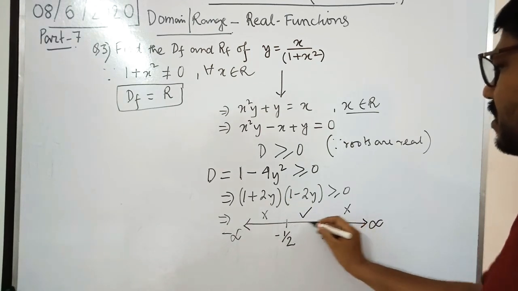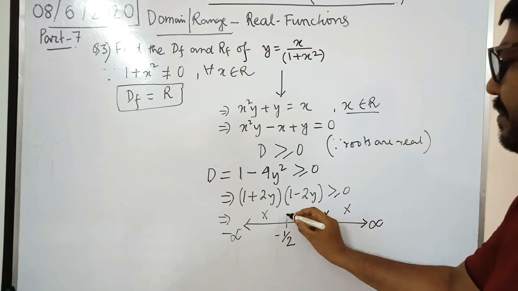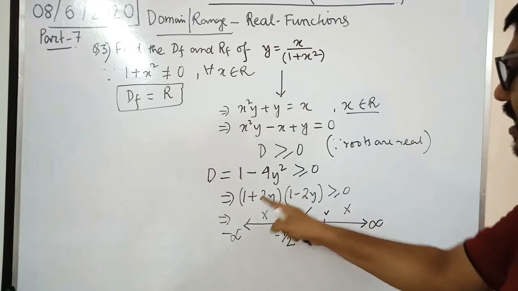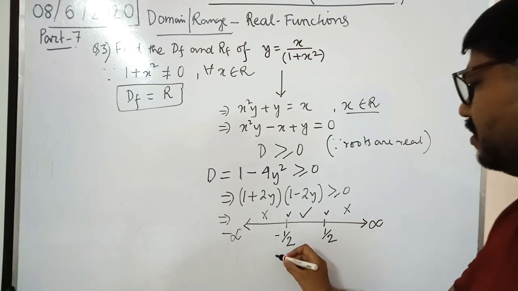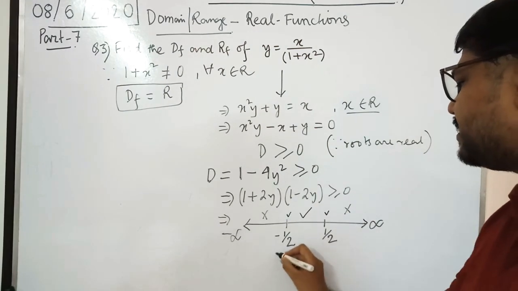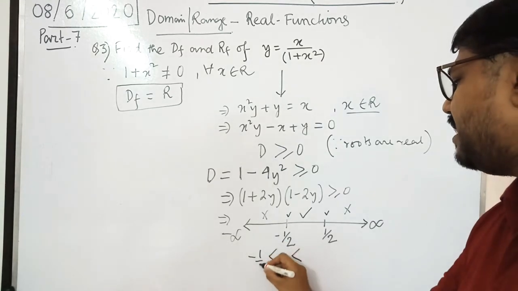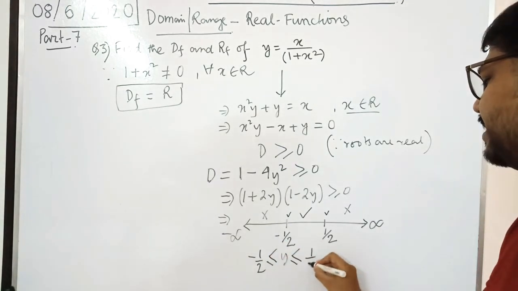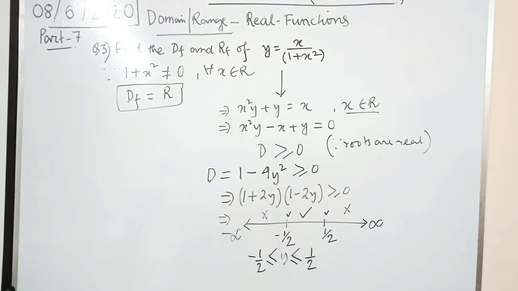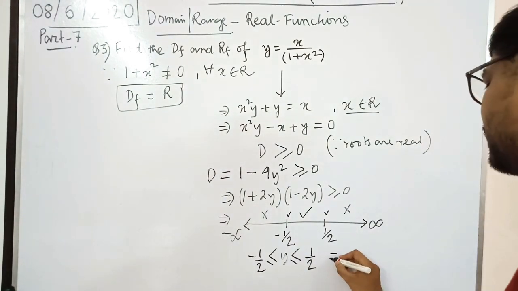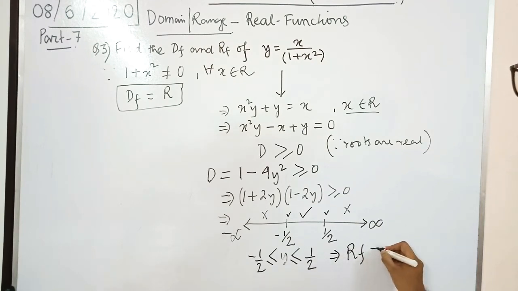So what we got, and these ends, minus half and half, are also satisfying because if you put these, you will get equal to 0. So what happens here? I see that y lies between minus half and half. Please look at it. y is actually between minus half and half. That means this is the range. So the range becomes the closed interval minus half comma half. Okay, so this is the entire sum. This is a little more difficult than the previous sums we have seen. So we will now move to number 4.